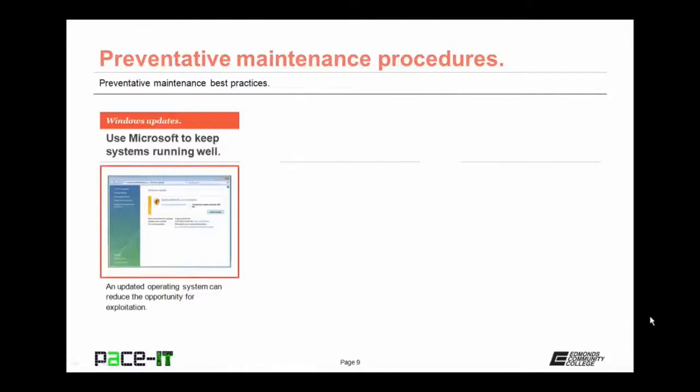Windows Update. You should use Microsoft's Windows Update to keep the system running well. An update to an operating system can reduce the opportunity for exploitation, and you do have the option for when Windows updates occur and how they occur. You should develop a policy for how you're going to handle them.